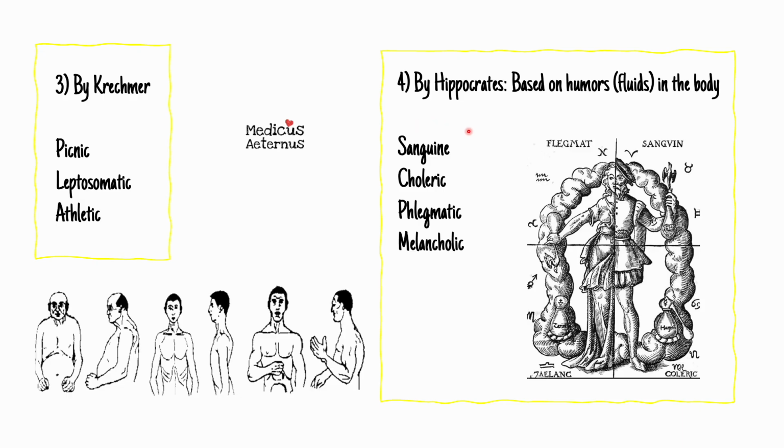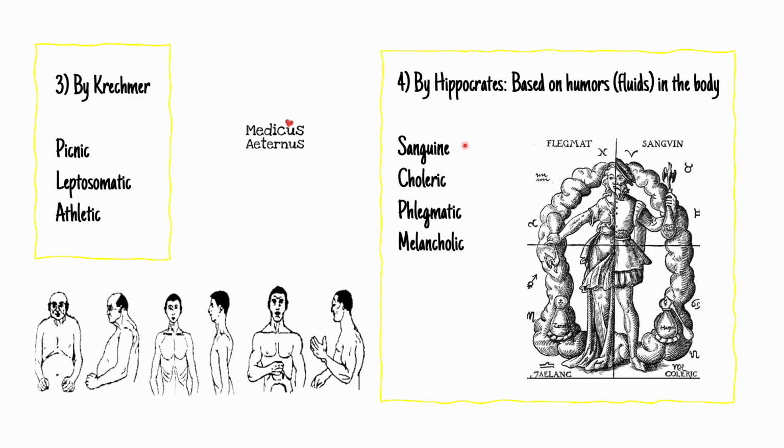We can see here the similarities between the Hippocrates classification and the Pavlov classification, and he also emphasized that the person's constitution also involved lifestyle, diet, exercise, sleep, environment, age, and sex, and all these factors.